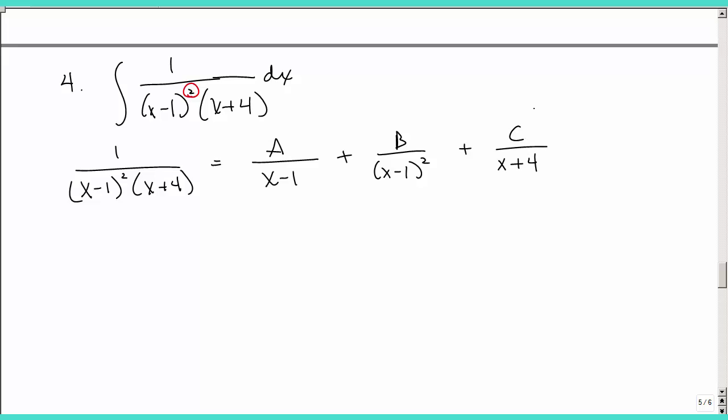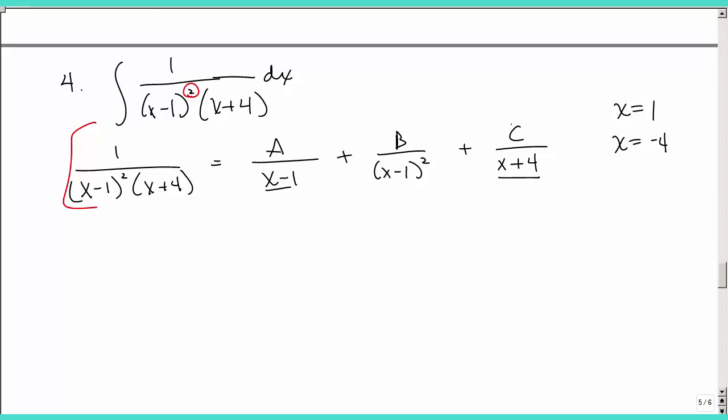As in if you put a over x plus 4 and b over x minus 1, that's okay. All right, so I have those setups. I only get 2 convenient values because I only have 2 factors. So I have x is equal to 1 and x is equal to negative 4.